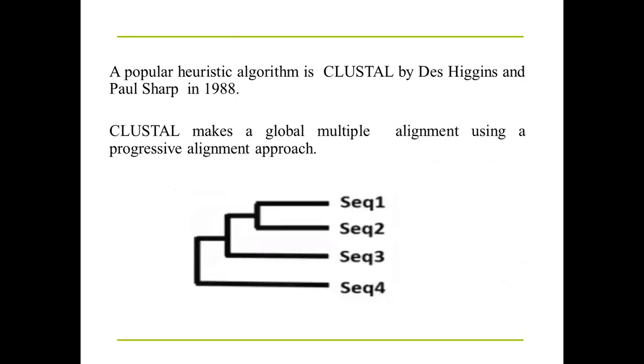A popular heuristic algorithm is Clustal by Higgins and Sharp in 1988, and it is still widely used nowadays. Clustal makes a global multiple alignment using a progressive alignment approach. First they align sequence 1 and sequence 2, then sequence 3 with 1 and 2, then sequence 4 with 1, 2 and 3, and this goes on until all the sequences are aligned one by one. That is known as the progressive alignment method.